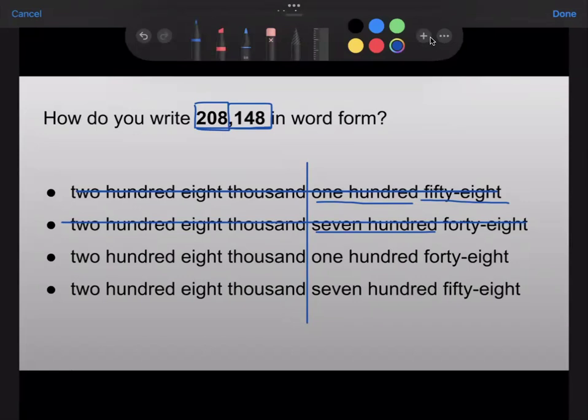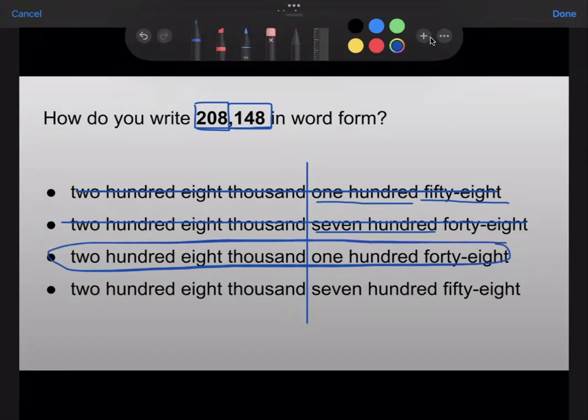Okay, 148. Awesome. Okay, this third one is the one we need because it has 100 and then 48. So it's got to be this one. Now we can check the last one just to be sure, but it has a 7 in the hundreds place. It says 700. So it cannot be that one. We needed 100.